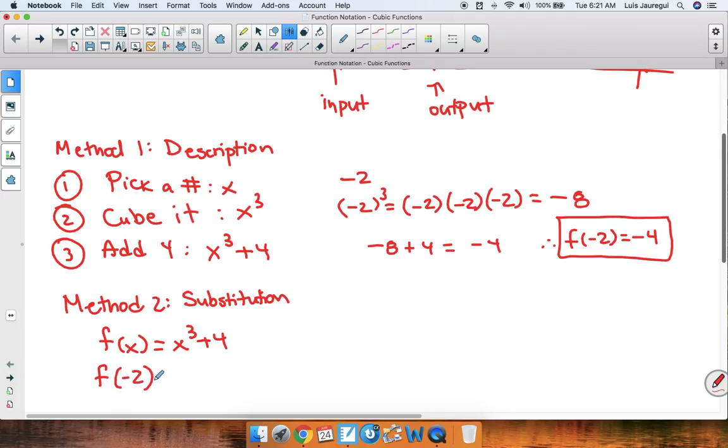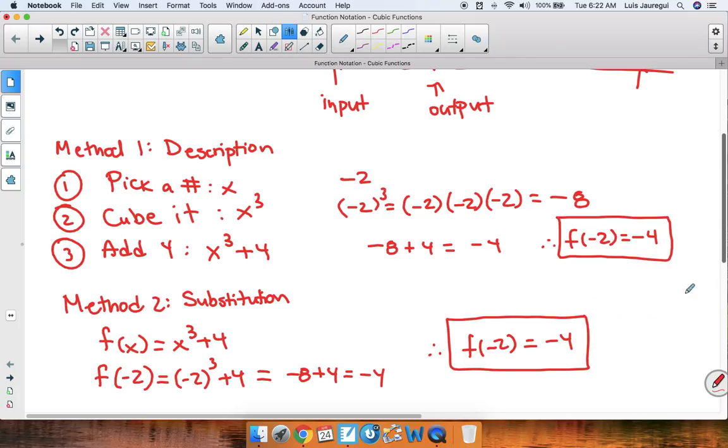So notice we have f of negative 2 is equal to negative 2 quantity cubed plus 4. Now using the order of operations, what we're going to do is to expand this one. So we have negative 2 times negative 2 times negative 2, and let's evaluate. That will give you negative 8. So we have negative 8 plus 4 is equal to negative 4. And notice that that value of f of negative 2 is consistent with the previously obtained value.